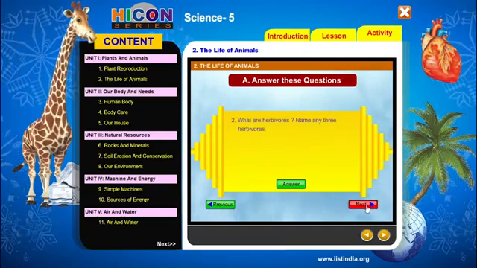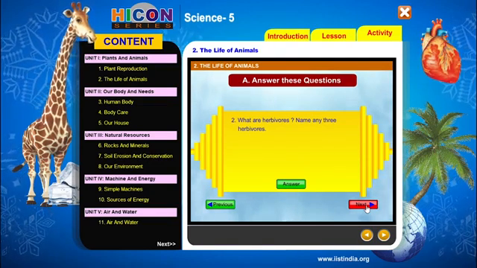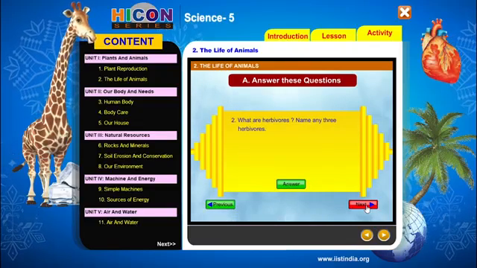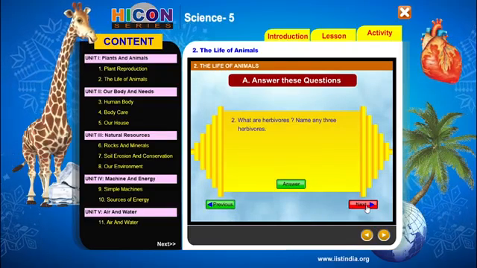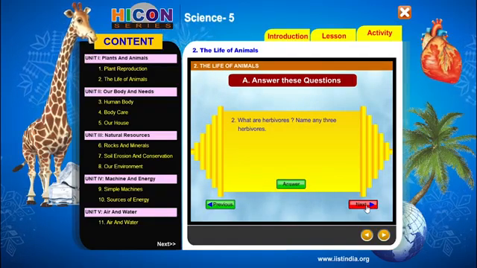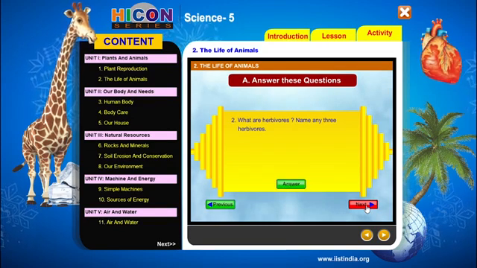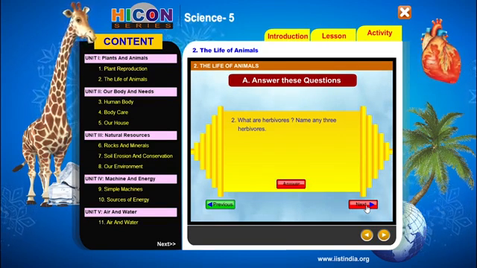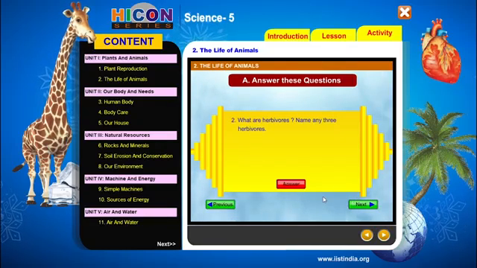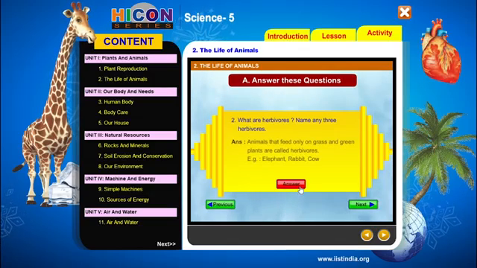So children, see the second question. What are herbivores? Name any three herbivores. Children, there are particularly four types of animals: carnivores, herbivores, omnivores, and insectivores. Now the question is, what are herbivores? Name any three herbivores. So children, can you answer this question? Okay, let us see the answer.